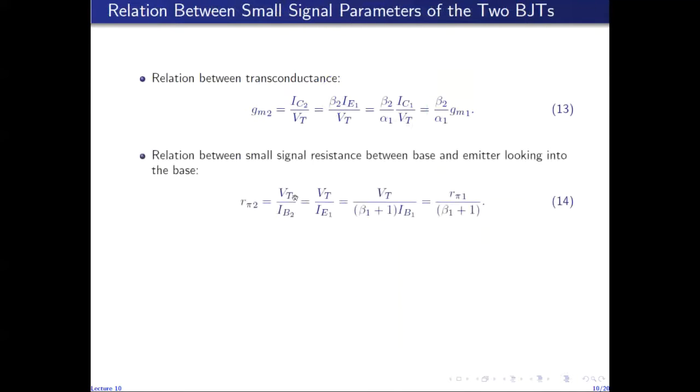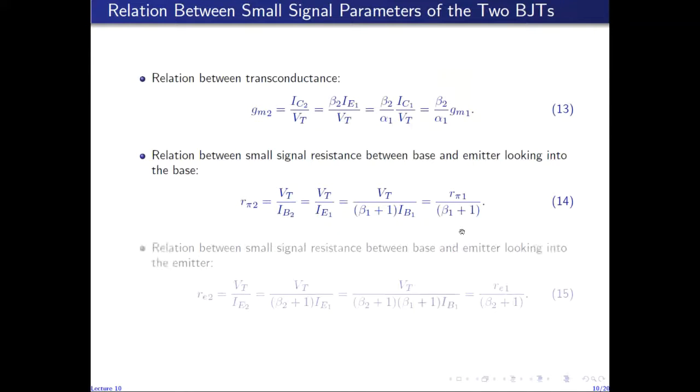So r pi 2 is VT over IB2, the base current of the second transistor, which is equal to the emitter current of the first transistor, which in turn is related to the base current of the first transistor through this expression. So VT over IB1 is r pi 1. So this relates r pi 2 with r pi 1 through this factor of 1 over beta 1 plus 1.